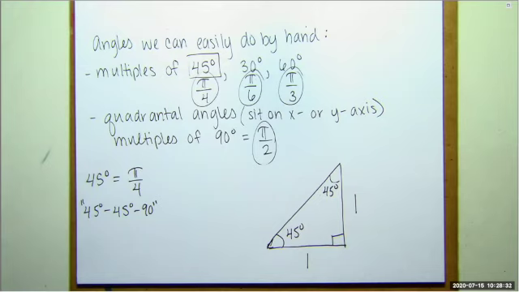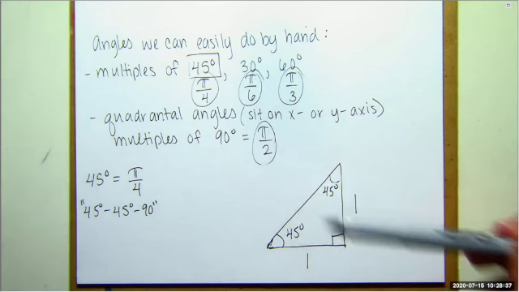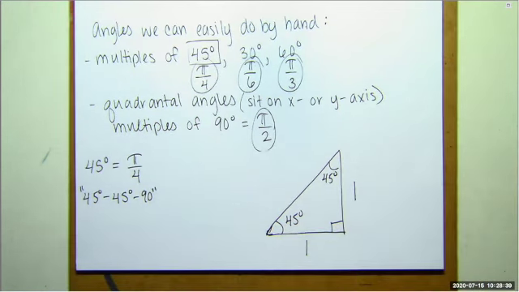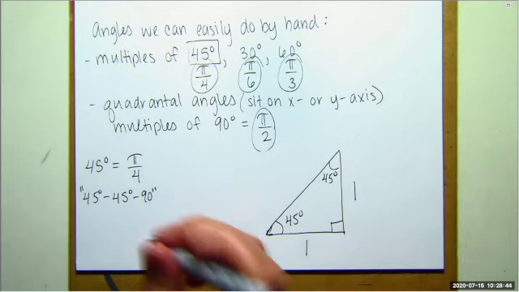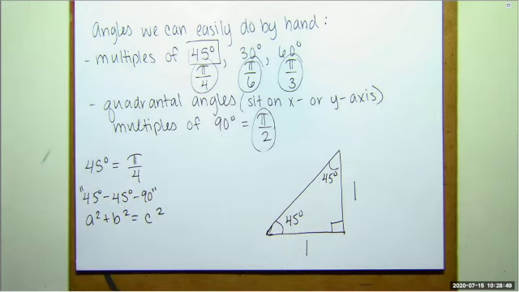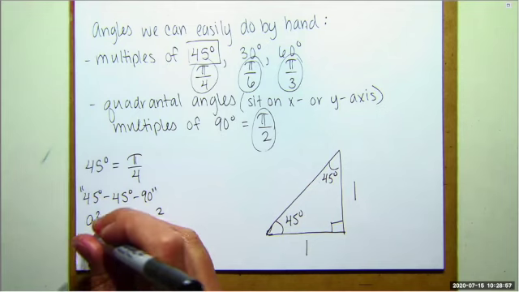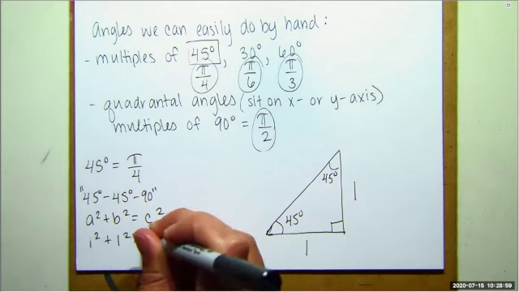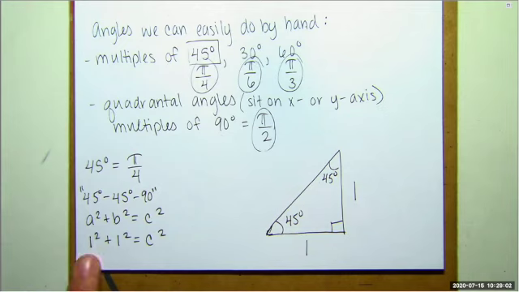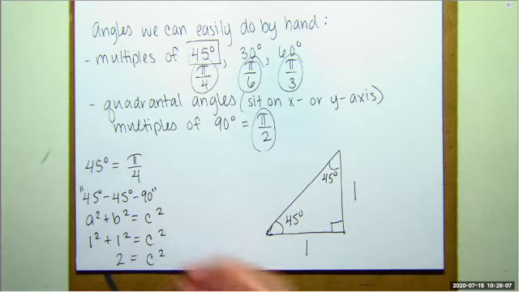So now we're actually almost done. All we need to do is figure out the third side here. Remember we have something called the Pythagorean Theorem that we can use anytime we're working with a right triangle. The Pythagorean Theorem says a squared plus b squared is equal to c squared. a and b are the legs, and c is the hypotenuse. So I have 1 squared plus 1 squared is equal to c squared. 1 squared is 1, 1 squared is 1. So I have 2 is equal to c squared.